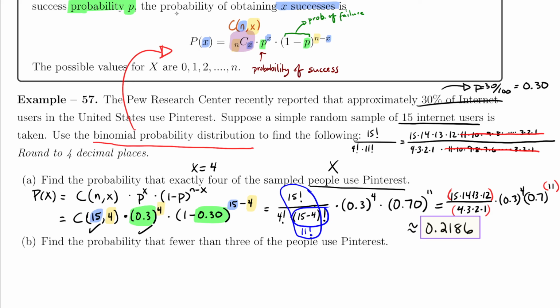So for part B, it says we've got the same preamble as before. 30% of internet users use Pinterest. We had a sample of 15. And now we're curious, what's the probability that fewer than 3 of the people use Pinterest?